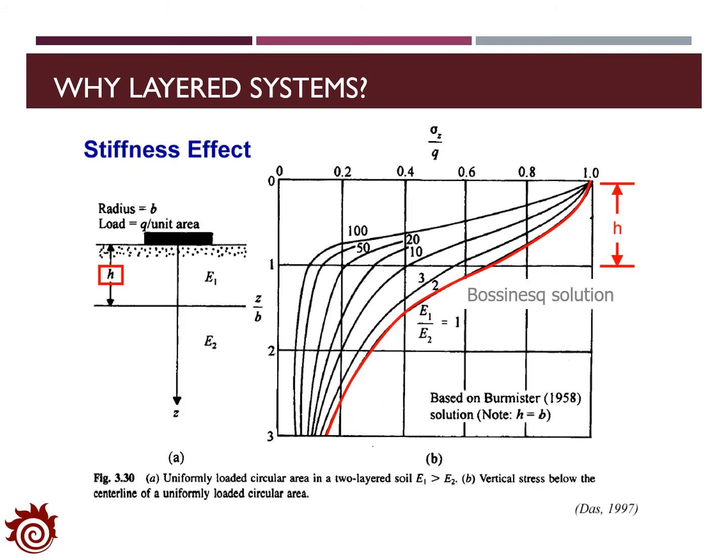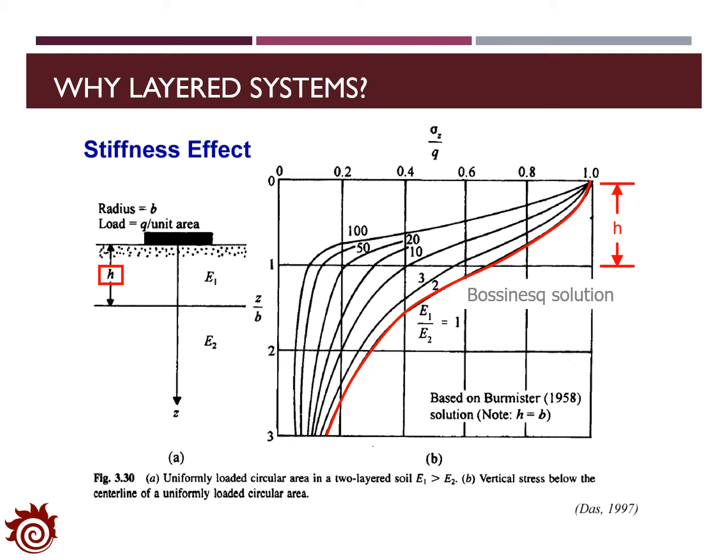In the layered system, the stiffness of the different layers also has a significant impact on the stress at different depths beneath the surface load. The two figures here demonstrate the impact of stiffness. The figure on the left shows a uniformly loaded circular area on a 2-layered soil. The modulus of elasticity of the top layer is E1 and the bottom is E2, and the depth of the top layer is H. And the figure on the right demonstrates the distribution of the vertical stress under the center line of the load at different depths.